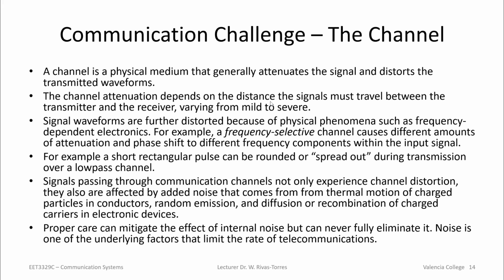It also distorts it. It might start off as a sine wave and then end up looking like something else when it gets there. Right? So again, the channel is not very kind to you. The attenuation does depend on the distance. It doesn't matter if you're going through a wire or through the air. The signal waveforms are further distorted by frequency-dependent electronics, and even your channel can have frequency dependencies, right? So let's say cable TV can't transmit any signal at any frequency. There are certain frequencies where the cable will attenuate the signal so much that it doesn't go very far.